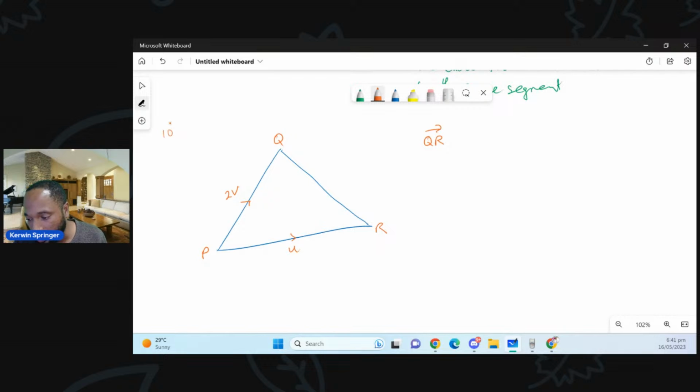So the vectors question comes in number 10. Usually A or B, one of the parts will be vectors, one will be matrices. So what is Q to R? Then after you figure out what Q to R is, they say, well, they don't say well, I just say well for poetic.